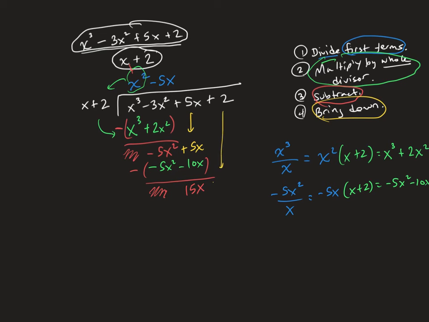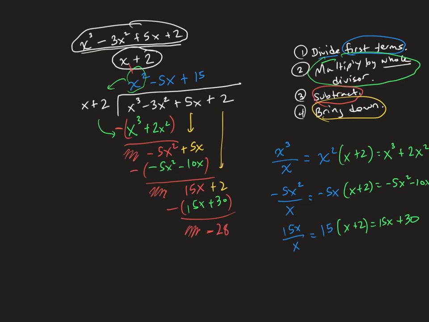Then we're going to bring down our next term and repeat it again. Divide first term by first term. That goes on top. Multiply by the entire divisor. That goes underneath. Subtract. And this should always go away. 2 minus 30 is negative 28. And now, when we go to bring down the next thing, there's nothing to bring down. So that tells us that we've actually reached the end of our process.